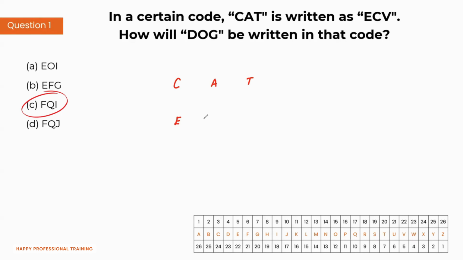CAT is written as ECV. Look at the first letter, C. If we move 2 steps forward in the alphabet, we get E. Similarly, A moves 2 steps forward to get C. Finally, T moves 2 steps forward to get V. Now, let's apply the same pattern to the word dog. D becomes F, O becomes Q, and G becomes I. So, C is the correct answer.